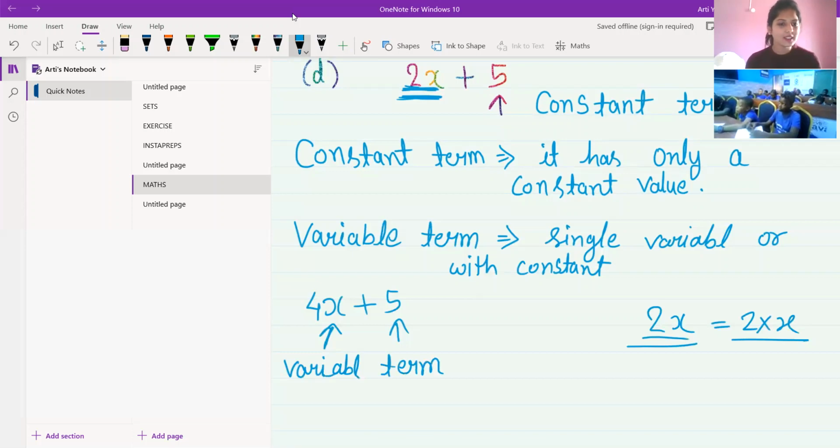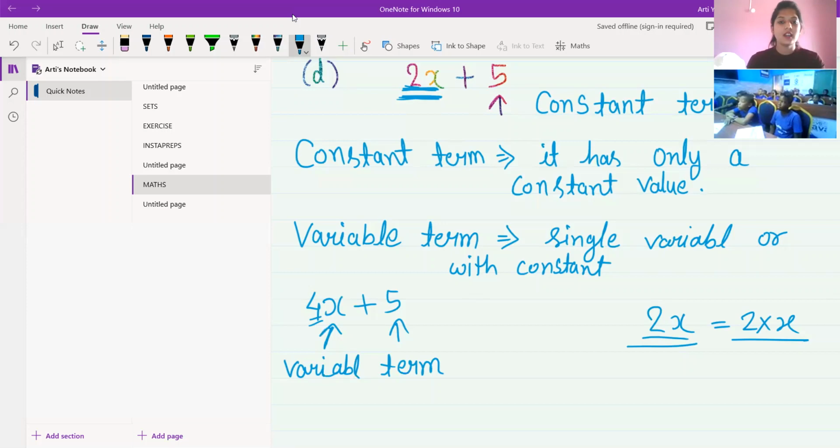Are you getting it? In a constant term, only a number will be there, only a constant value. But in a variable term, with the number there can be any variable, or a single variable also, and the number also can be there. What is a constant and variable term? Are you getting it? Yes. Now I will ask questions.